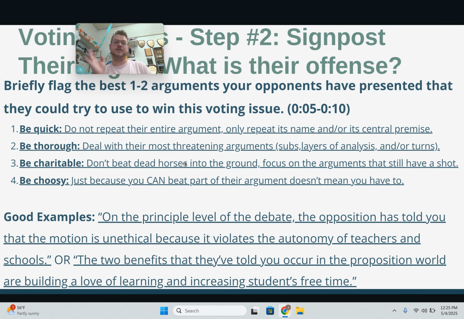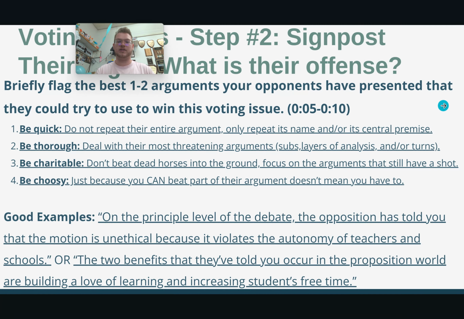Some good examples of signposting your opponent's arguments on your voting issues are: on the principle level of this debate, the opposition has told you that the motion is unethical because it violates the autonomy of teachers and schools, or the 2 benefits that they've told you occur in the proposition world are building a love of learning and increasing students' free time. So you want to be charitable, be kind, give the version of their argument that doesn't sound bad automatically, but don't build the argument or repeat the argument for them. You're just trying to make sure the judge knows what you're about to take down.